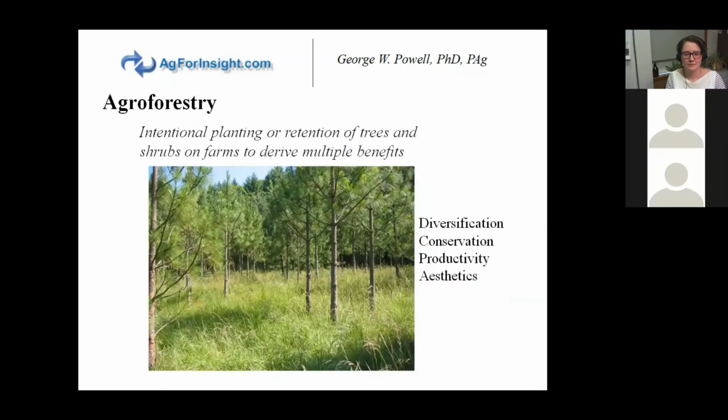So agroforestry is the intentional planting or retention of trees and shrubs to derive multiple benefits that might be in the form of diversification, various conservation outlets, trying to improve the overall productivity of your farm, or aesthetics or other values, and often a little bit of all of those.